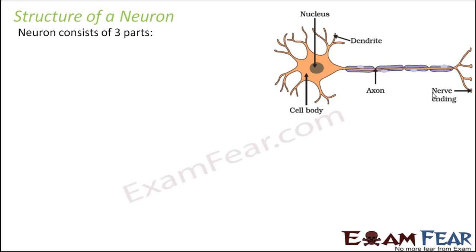Now we will talk about the structure of a neuron. A neuron structure broadly consists of three parts. What are those three parts? The cyton, the dendrites, and the axon. These are the three important parts of a neuron. So what is the cyton? The cyton is nothing but the cell body. This is the cell body, the orange colored structure which you see, that is the cyton or cell body.